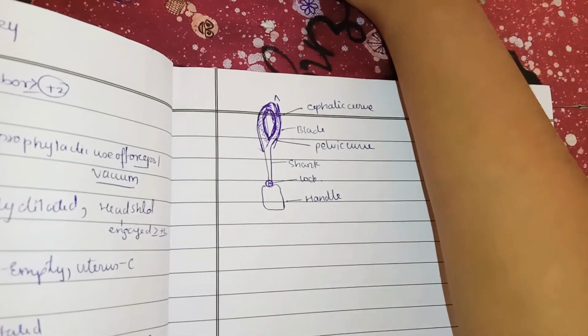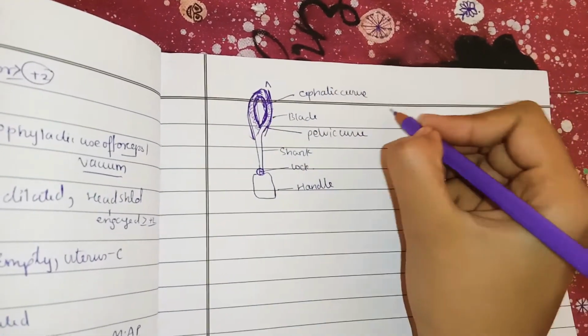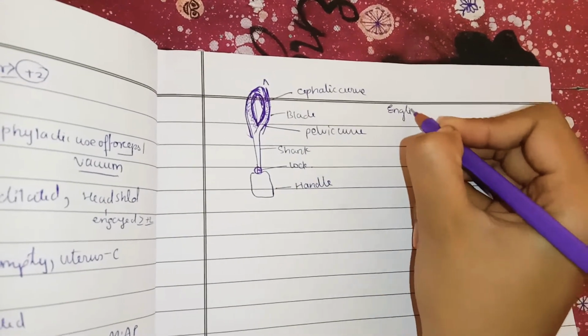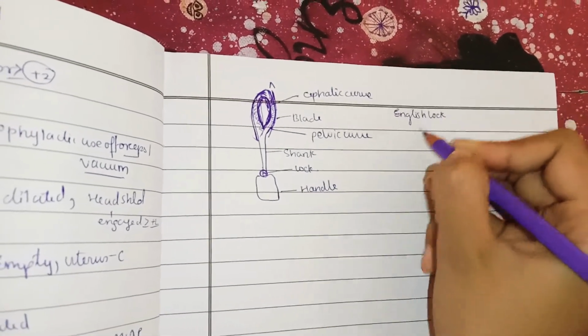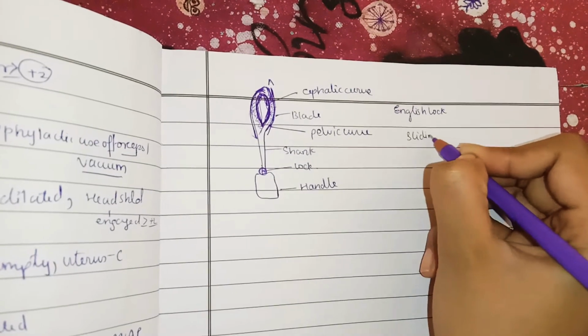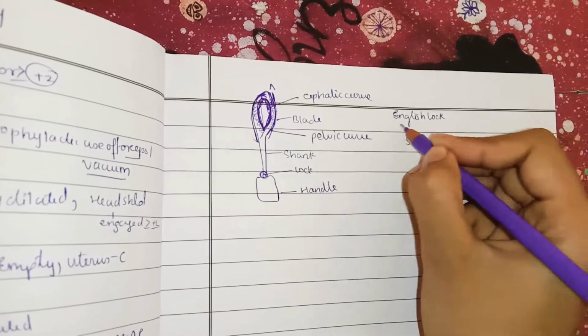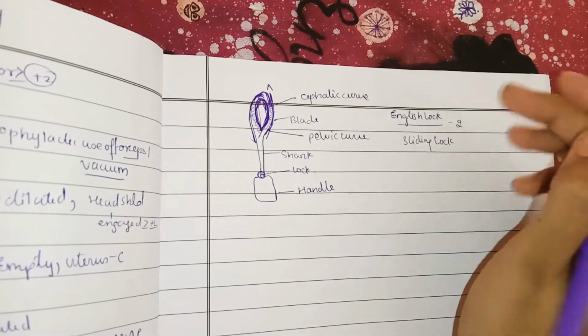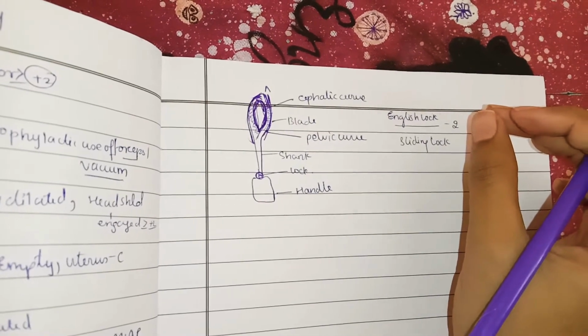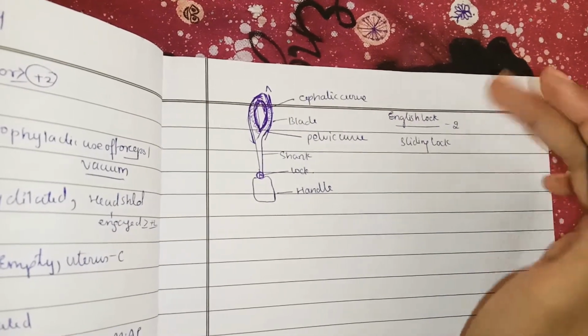So coming to the locks of the blade, there are two types of lock. One is called the English lock, another one is called the sliding lock. The most common lock is the English lock. It has two sockets, one in each handle, and most commonly the left blade is always introduced first.